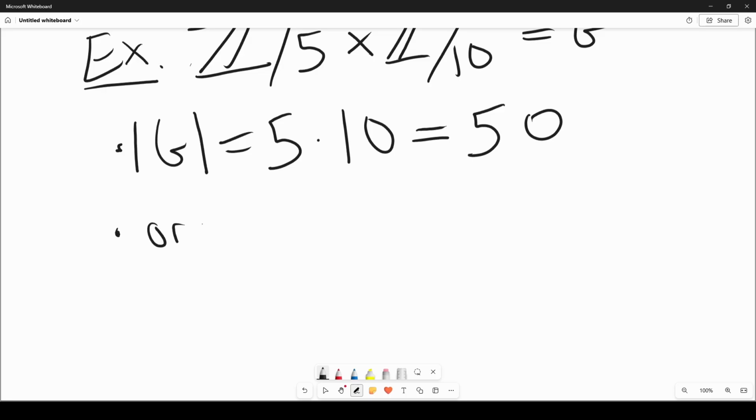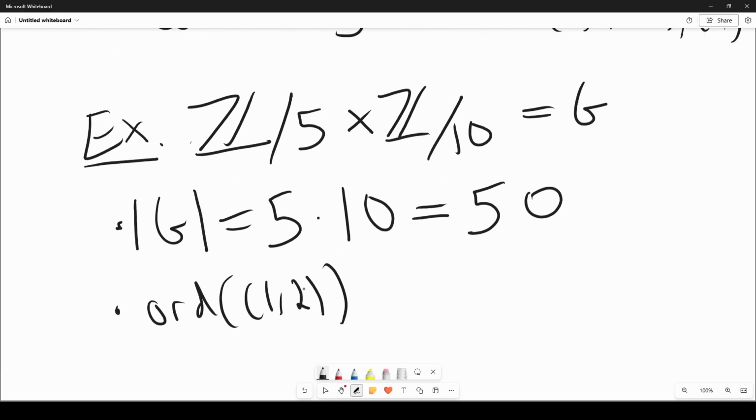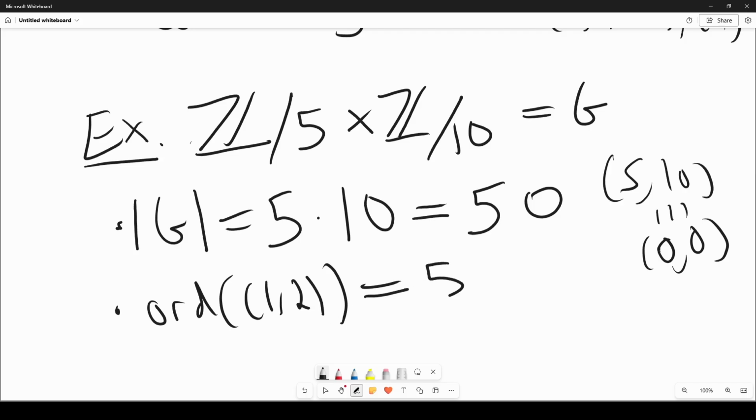Let's say I want to find the order of the element (1, 2). Well, if I add (1, 2) again, I get (2, 4), (3, 6), (4, 8). Once again, if I add it the 5th time, I'm going to get (5, 10), which is of course equivalent to just (0, 0), because 5 in Z mod 5 is 0, and 10 in Z mod 10 is also 0. So the order of this element has to be 5.